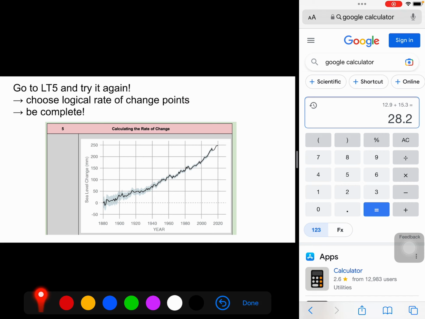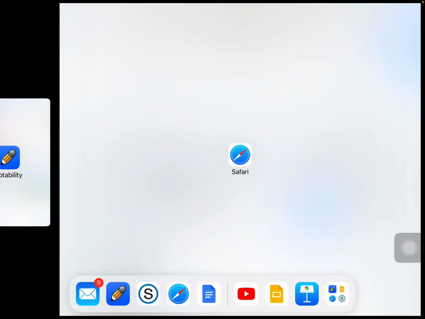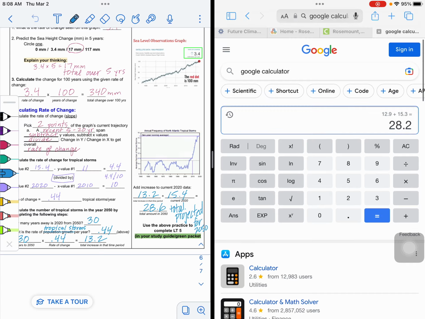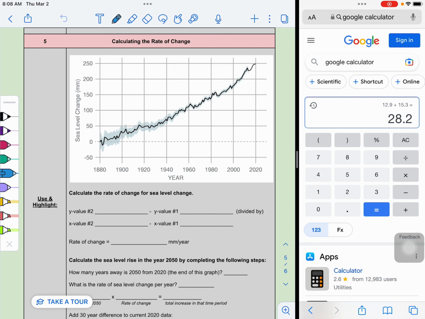So you should be able to try this again on your learning target number 5. I'm going to pull that up here and just kind of show you the info. Learning target 5, ready to go. Here we are, same idea. So again, pick a location for your X value that is both recent, 5 to 10 years, 5 to 20 years, and shows the trend.